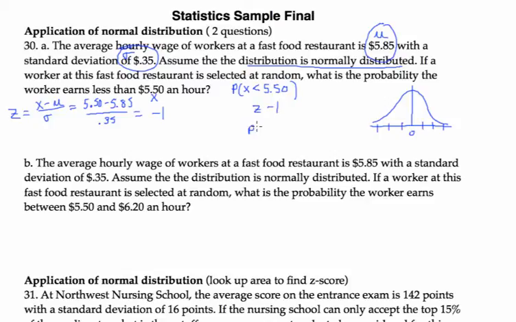Now we need to find the probability that we're to the left of that. What's the probability they earn less than that z-score of -1? So to the left of is what our table shows. So we just look up a z-score of -1 and we find that probability. The probability that you're to the left of a z-score of -1 is about 16%, 0.1587.